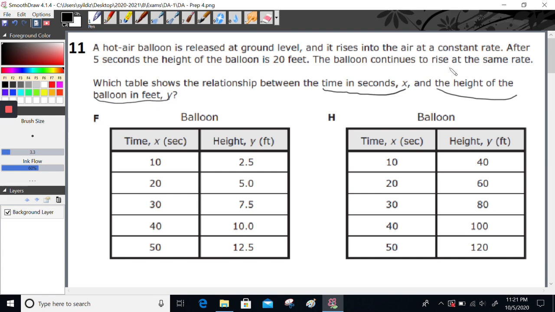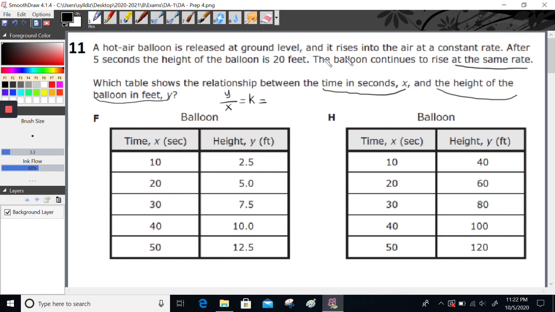So as you see in the question, it says the balloon continues to rise at the same rate. If it continues to rise at the same rate, that means we have a constant of proportionality. So here the formula was, for the constant of proportionality, y over x is equal to k.